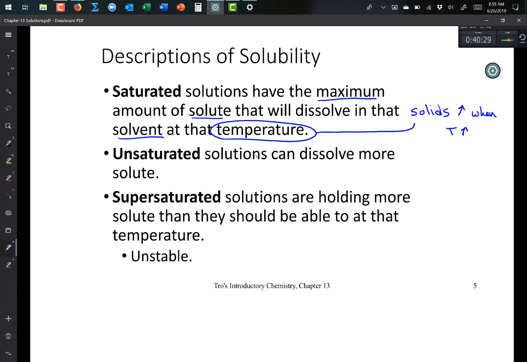Now, it turns out for gases, it goes down for the same temperature change. So think about this: if I have a solution that has a solid dissolved in it and a gas dissolved in it, and I increase the temperature, the solubility of the solid goes up, but the gas goes down. If I decrease the temperature, the solubility of the gas goes up, and the solid might precipitate out of solution. It might come out of solution.